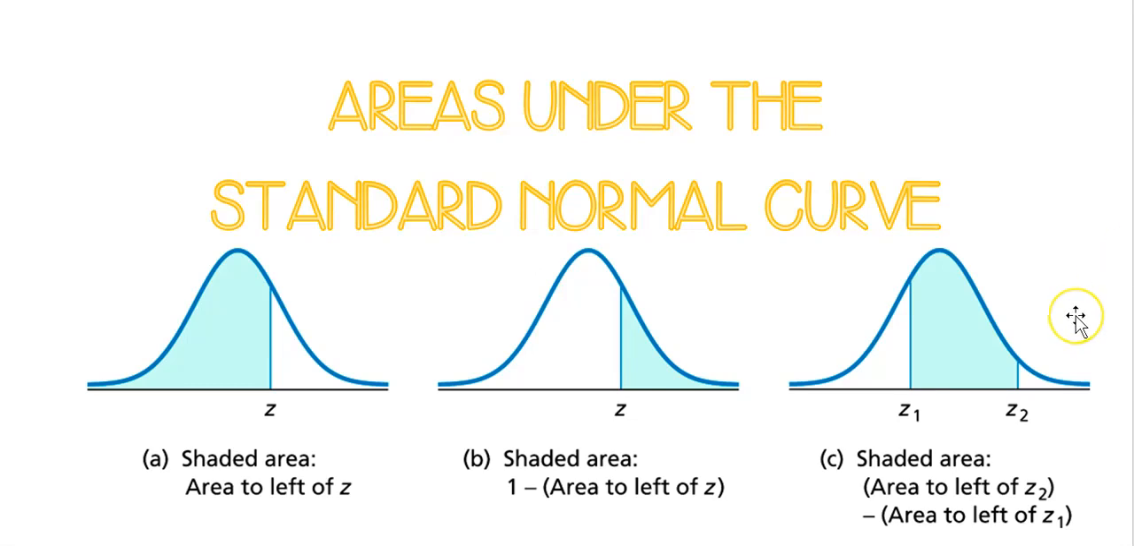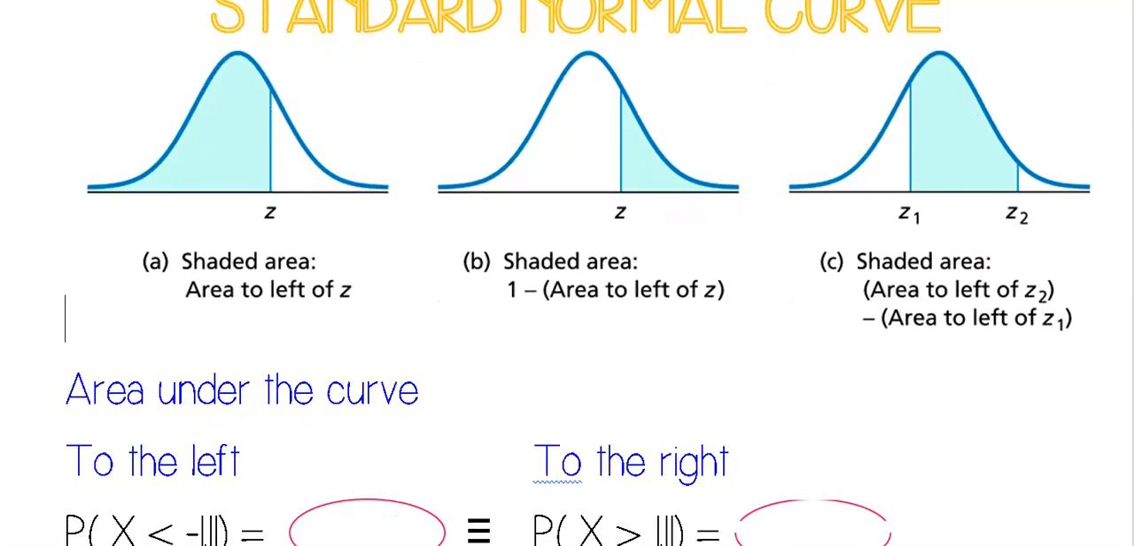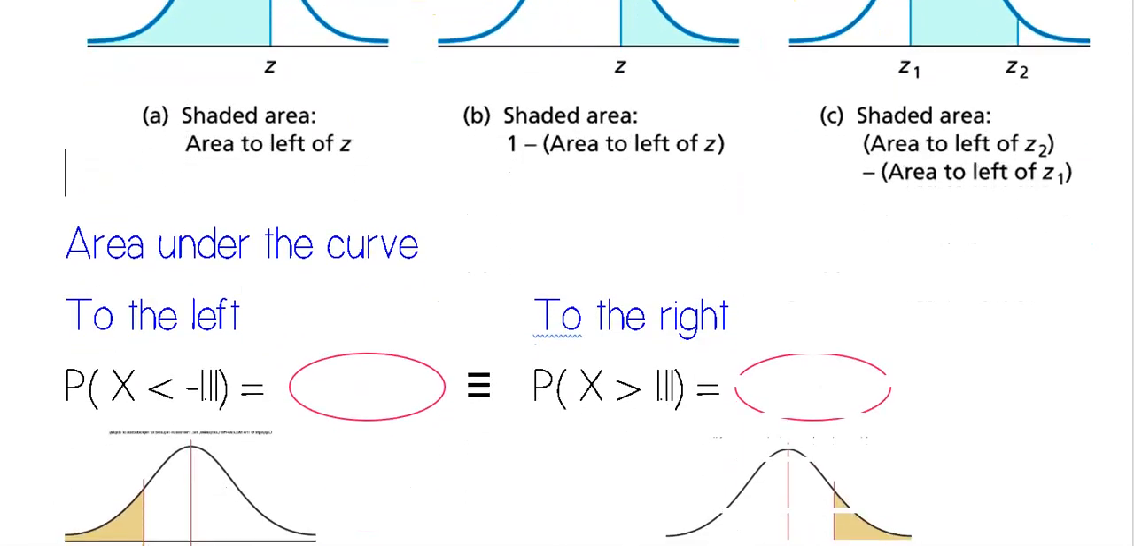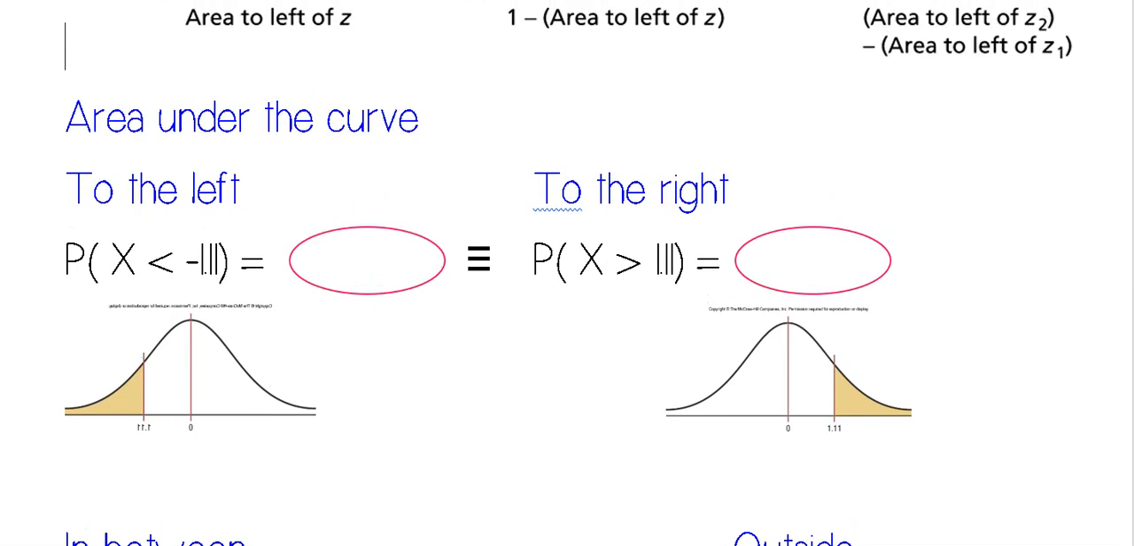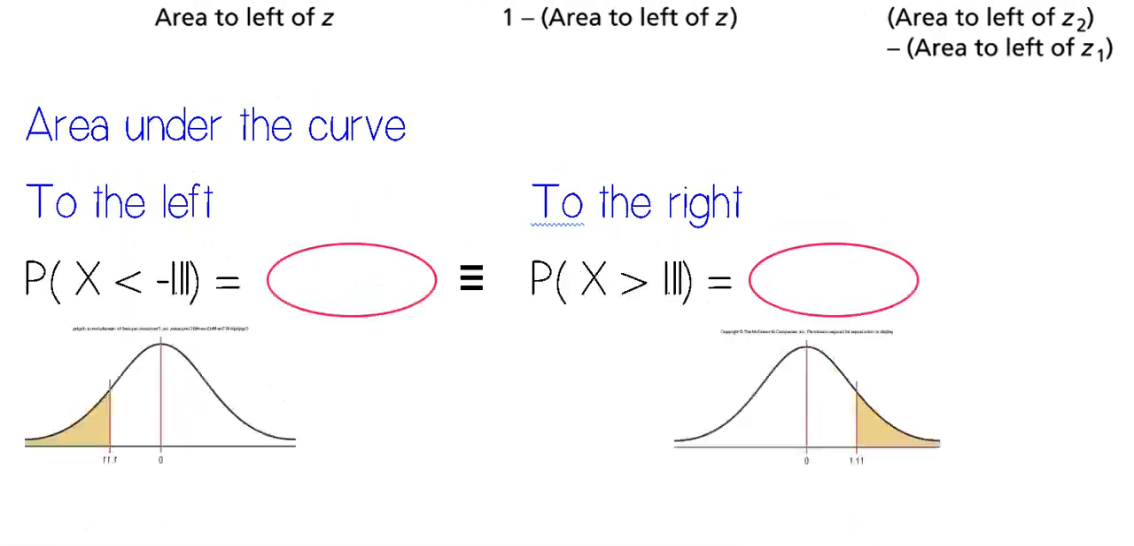I took this image from your author's PowerPoints to talk about the shaded area to the left of Z or to the right of Z or in between two Z-scores. Remember, Z is our standard normal random variable with a mean of 0 and a standard deviation of 1. So I have a few examples to go over with you.